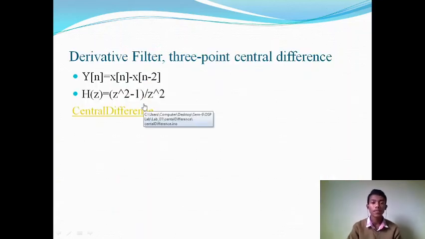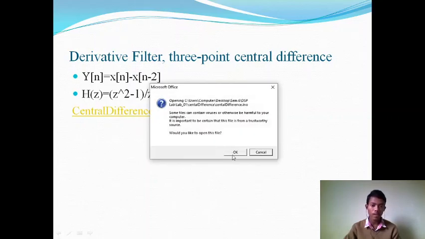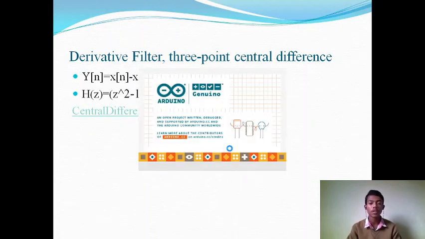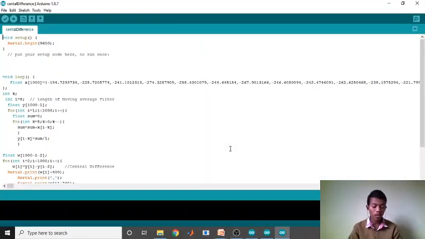Next one is the derivative filter, this is the 3-point central difference. The input output relation of the 3-point central difference is given by this equation, and this is the transfer function. The 3-point central difference filter is also a high pass filter. It will also preserve the edges, or the highly varying components. Right now we studied the moving average filter, which is a low pass filter, then the derivative filter of first order, which is a high pass filter, and this central difference filter, which is also a high pass filter.